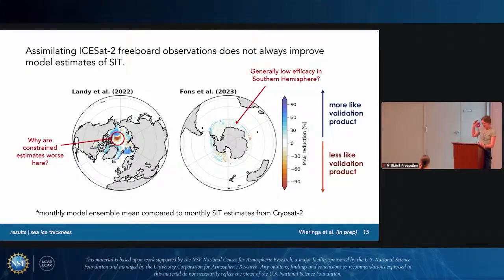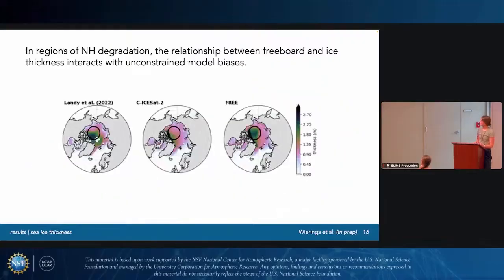Both of these things are really interesting, but for the sake of time, and because it's largely a validation product issue, we're not going to talk much about the southern hemisphere today. If that's interesting to you, again, please come find me afterwards. But we are going to focus on what might be going on in the northern hemisphere. And that, I'm going to argue, is largely due to the relationship between freeboard, ice thickness, and snow depths, and how they interact with pre-existing model biases.